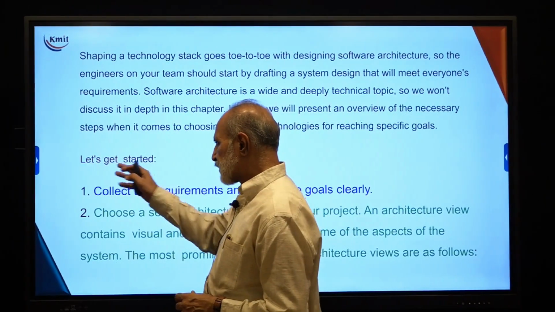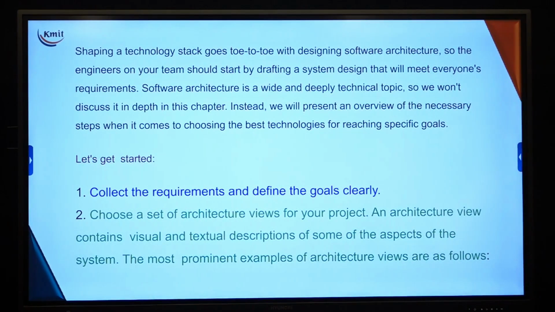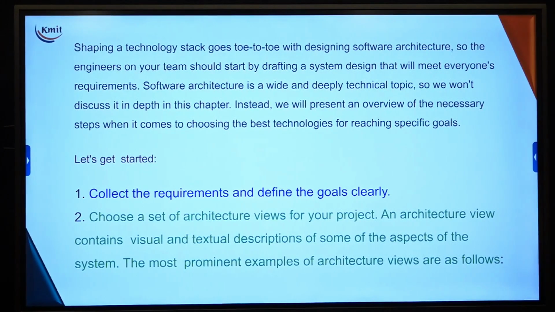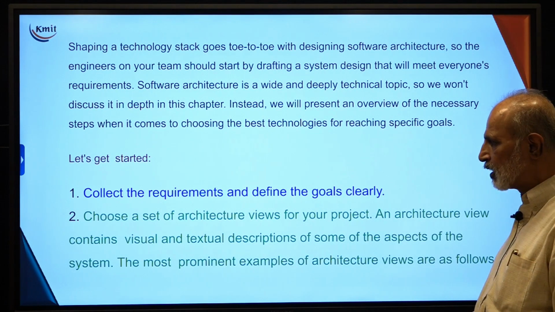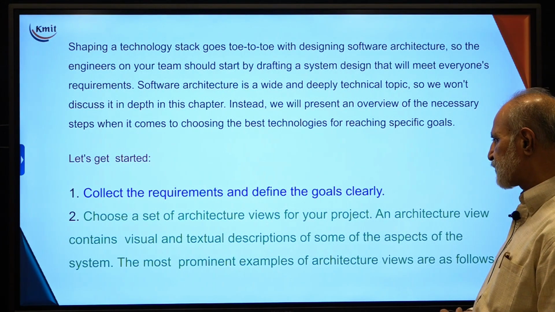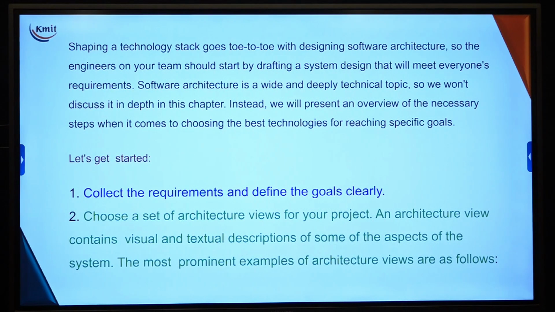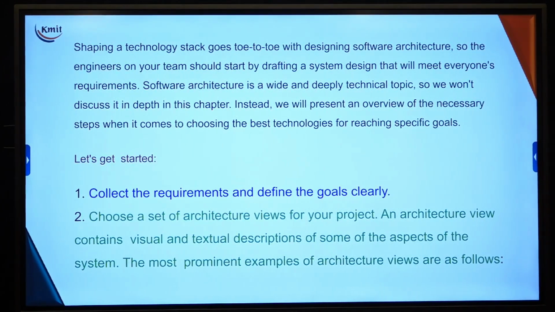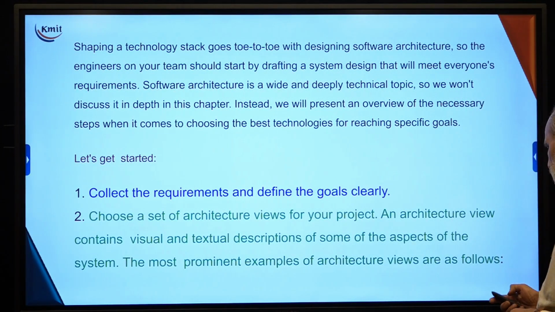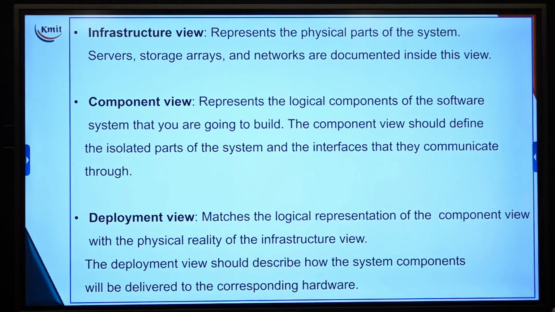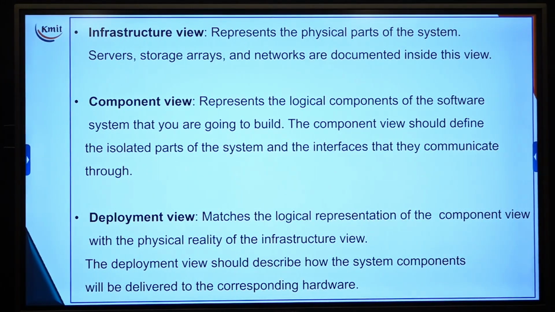When I want to have a technology stack, point number one is to collect the requirements and define the goals clearly. We have seen in the earlier sessions how to define the requirements and the goals. The next point is to choose a set of architectural views for your project. An architecture view contains visual as well as textual description of some aspects of the system. The most prominent examples of architecture views are as follows. For example, the infrastructure view. So what is the infrastructure I require? It represents the physical part of the system like servers, storage systems, storage arrays, network, and so on. This is our infrastructure view.